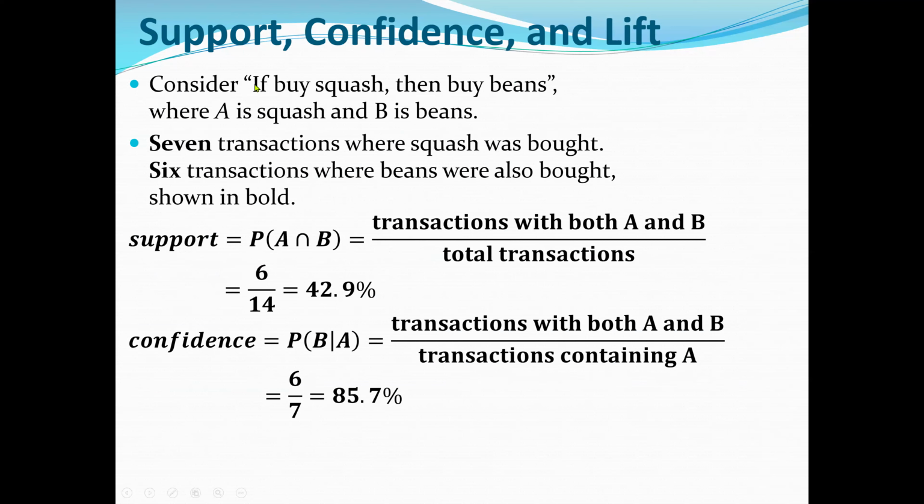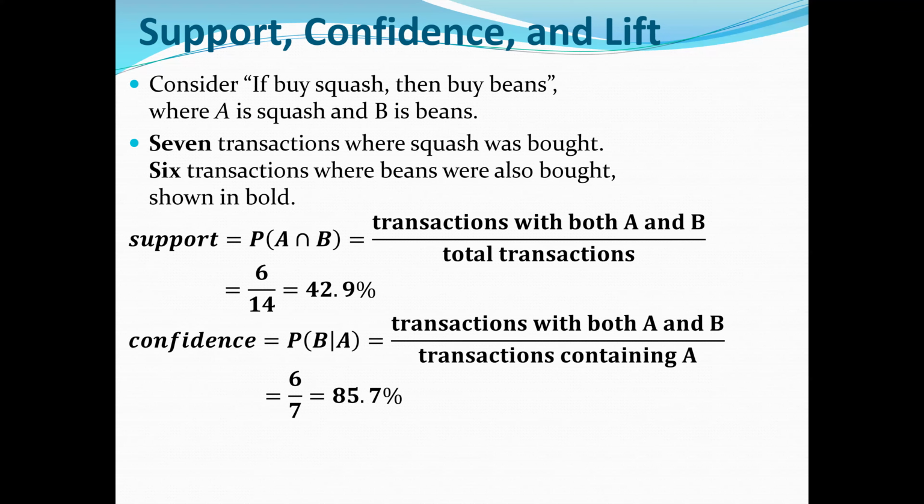So we consider that if a customer buys squash, then he also buys beans. So A represents squash and B represents beans. When we look at our table, we have 7 transactions where squash was bought. And also we have 6 transactions where beans were also bought.